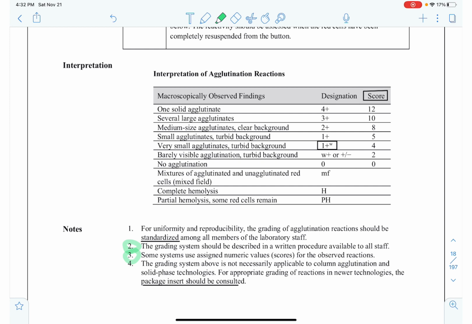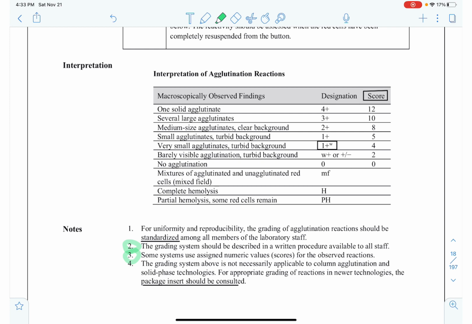Number 3 states some systems assign scores for observed reactions. This method is rather outdated and not used as frequently. I have not seen it in a lab in my region. There are some labs which still report the score of a titer, which we can review later, but this is also quite infrequent. In terms of memorizing how to grade a scoring system, I would not recommend trying to memorize this for the SBB exam.